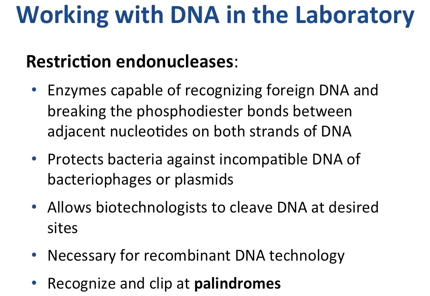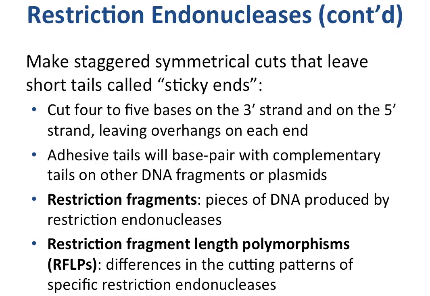Now, we can use this enzyme in the biotechnology factories to cut DNA and to generate new bacteria to make the substance that we want. Okay, so this is necessary for the recombinant DNA technology. So how do the restriction endonucleases cut the DNA? Because they can recognize and cut at the palindromes. Okay, palindromes.